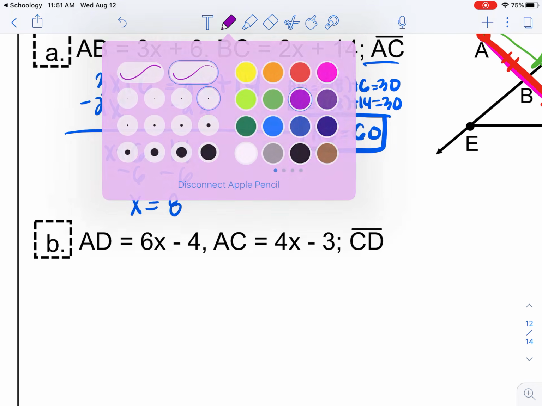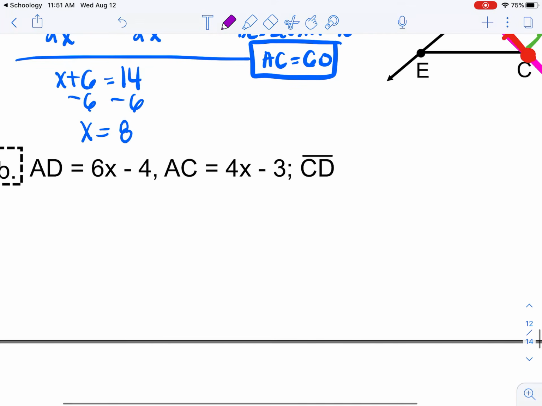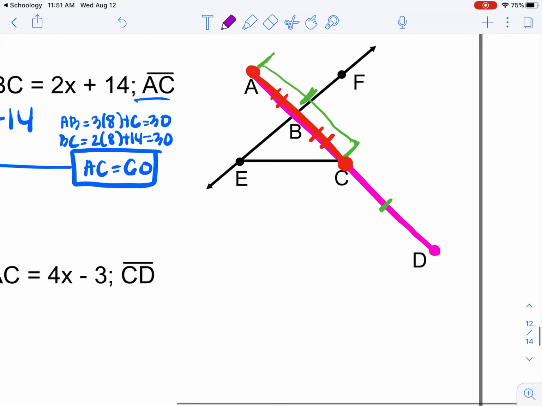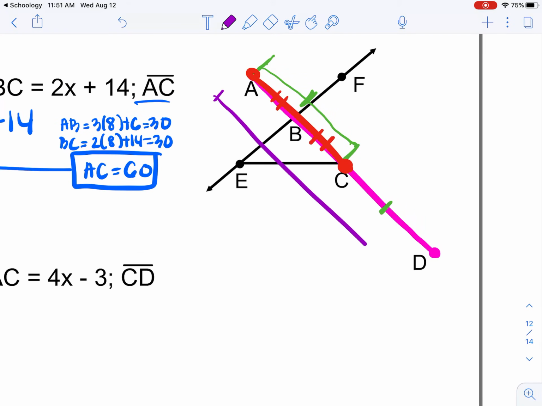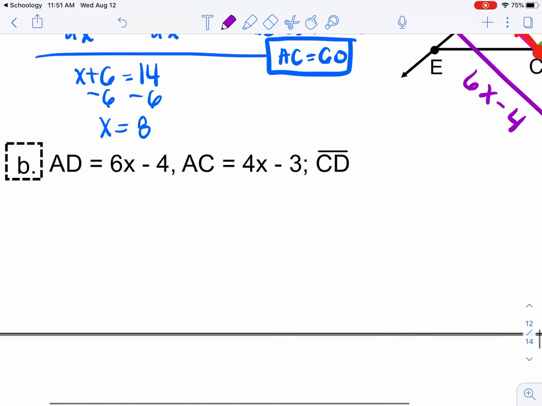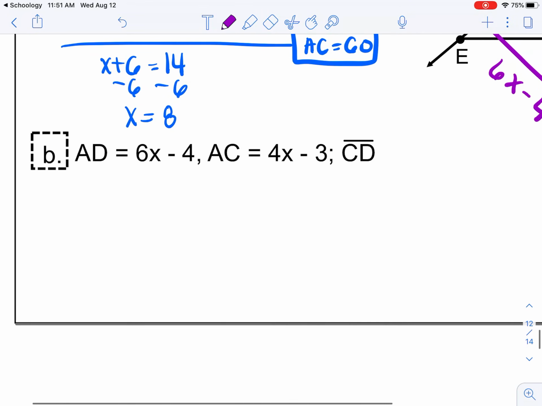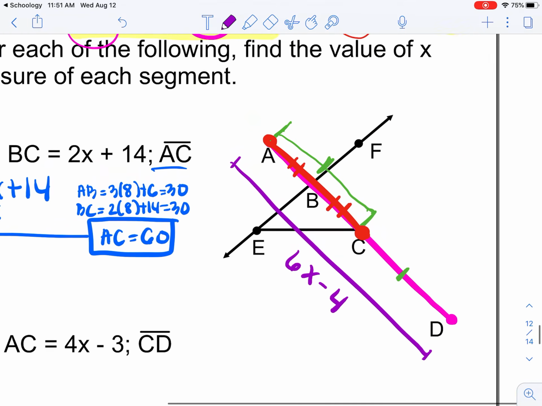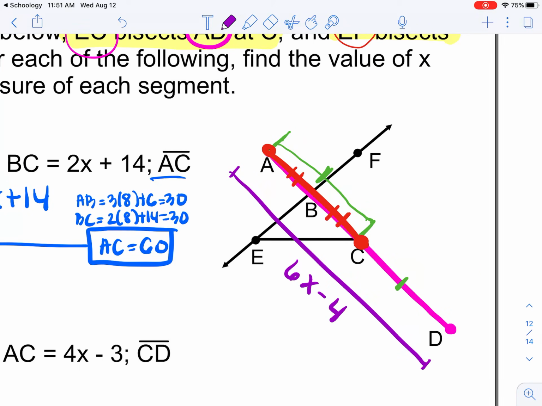Okay, I'm going to do this in a completely different color. Let's do purple. AD is 6x minus 4. So where's AD? AD is this whole entire thing. 6x minus 4. AC is 4x minus 3. So AC is this green piece right here.